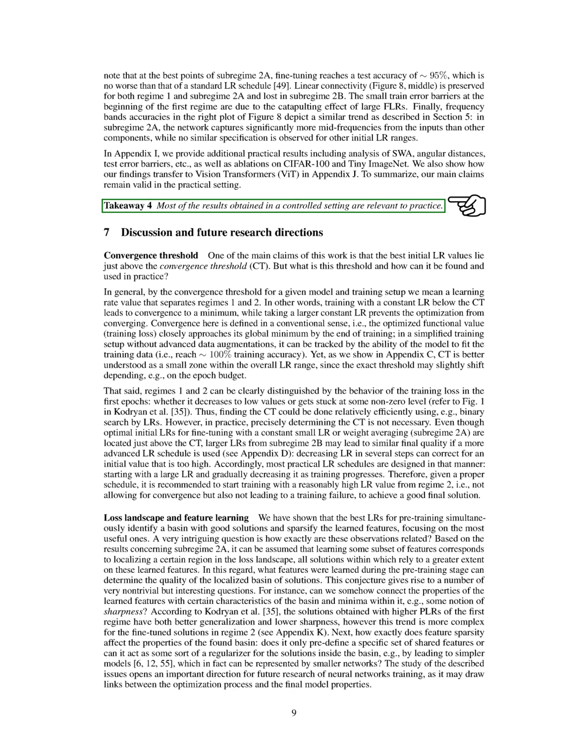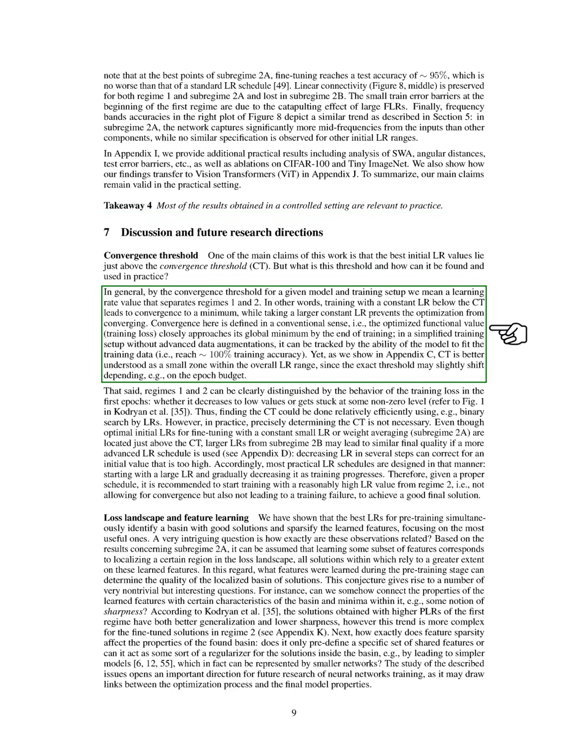The convergence threshold separates the two regimes, meaning that training with a constant learning rate below this threshold leads to convergence, while a higher rate prevents it. Convergence is defined as the training loss approaching its global minimum by the end of training. In simpler setups without advanced data augmentations, we can track this by the model's ability to fit the training data. However, we note that the convergence threshold is better viewed as a small range within the overall learning rate spectrum, as it may shift slightly based on factors like the number of training epochs.